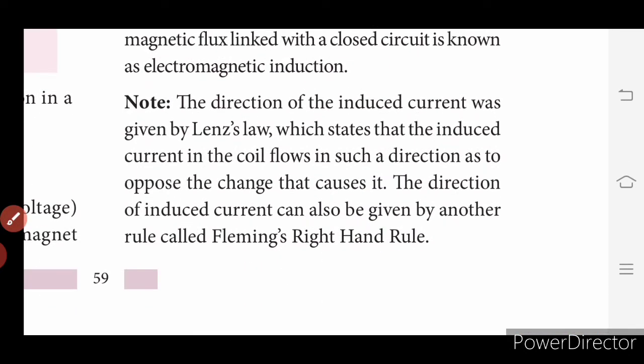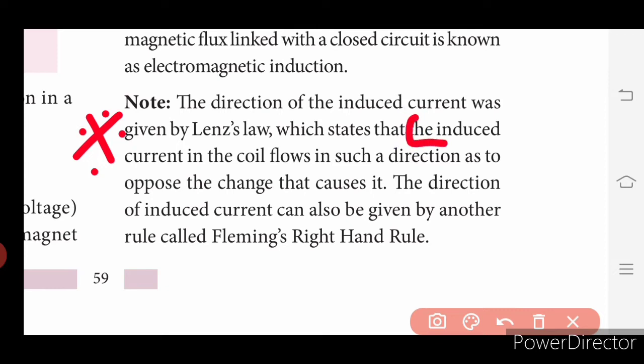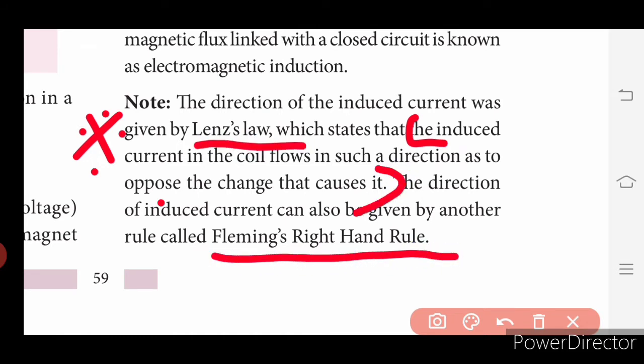See the note given here. The direction of the induced current was given by Lenz's law, which states that, so this is also an important law, children. It may be asked for 2 marks. The law states that the induced current in the coil flows in such a direction as to oppose the change that causes it. The direction of induced current can also be given by another rule called Fleming's right hand rule. Both these laws are very important. So this is Lenz's law.